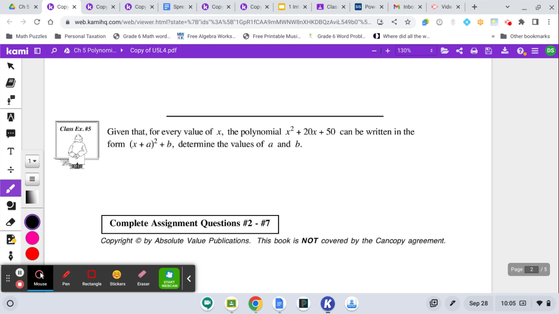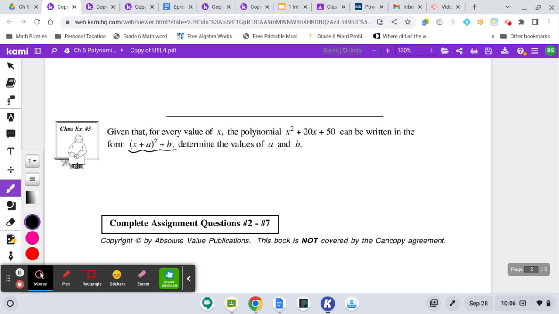Given that for every value of x, the polynomial x squared plus 20x plus 50 can be written in this form, determine the values of a and b. This is that numerical response question that nails you, right? No big deal. Start with what you're given. Do this. Work on it. I can square that first bracket. Again, squaring it means multiplying it by itself.